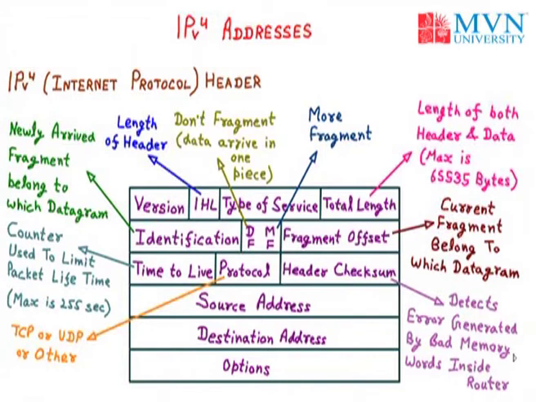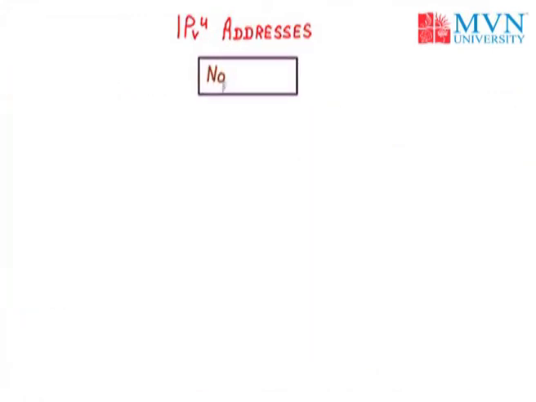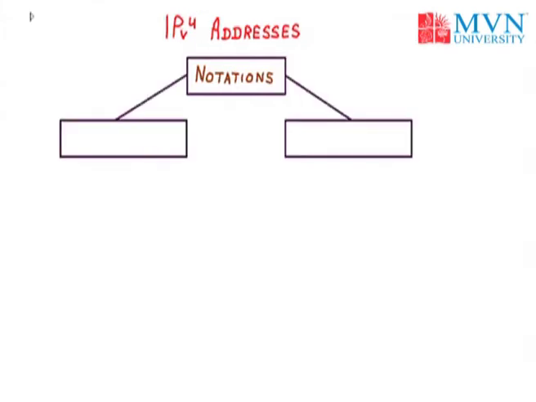Now we will discuss the notations of IPv4. Notation means how we represent the IPv4 addresses whenever we are going to enter them in a particular computer. So now we divide the notation into two parts. The first one is the binary and the second one is the dotted decimal notation. Firstly we will discuss the binary notation of IPv4 address.